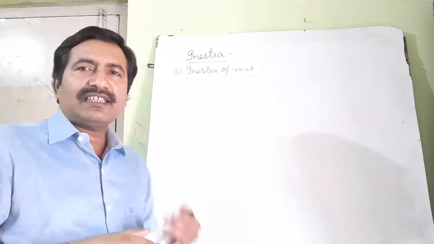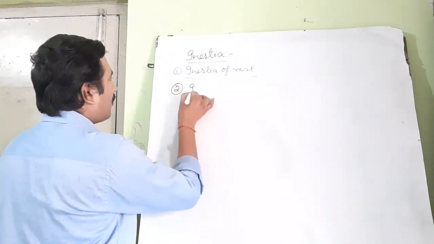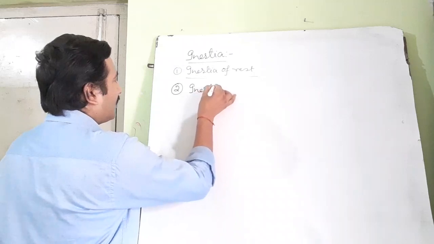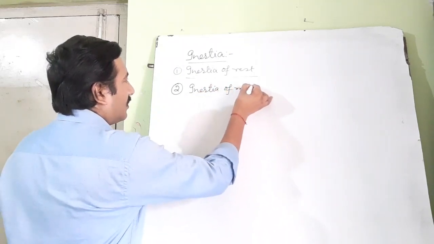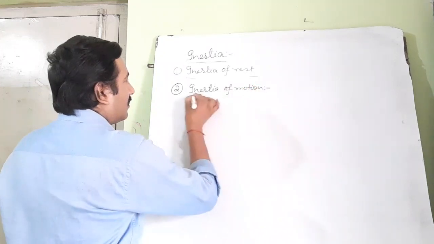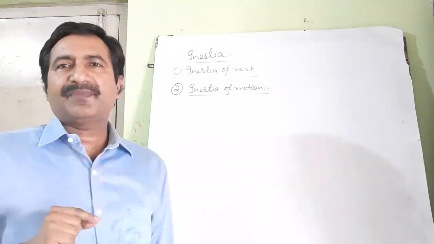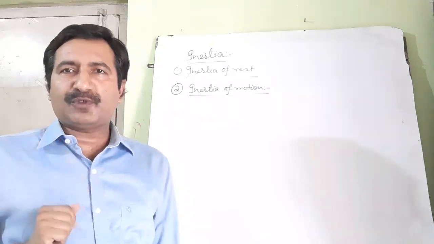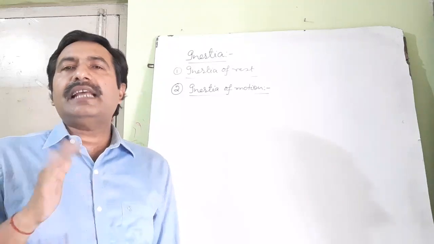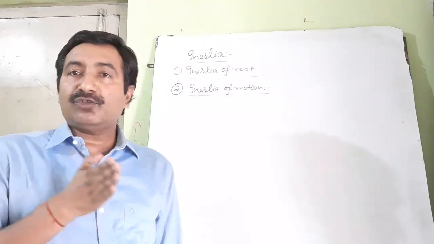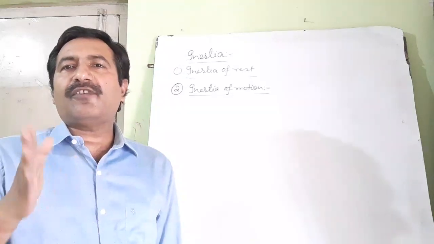After that, inertia of motion. Second is inertia of motion. You see, the first law of motion defines both states, the state of rest and the state of motion. So inertia of motion is the inability of a body in uniform motion to change its present state of uniform motion.